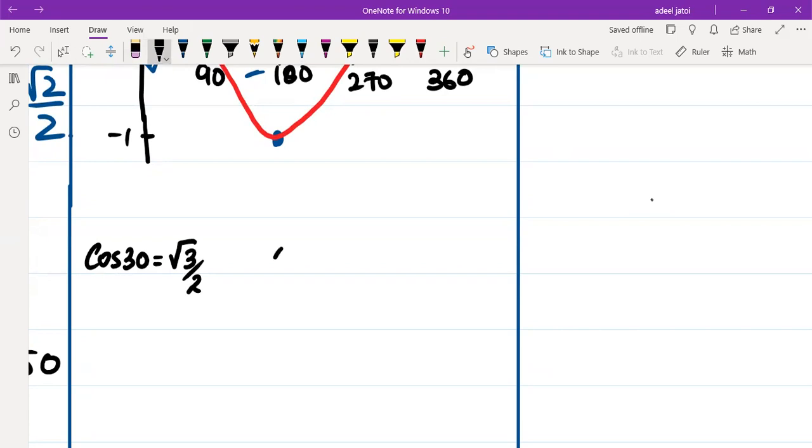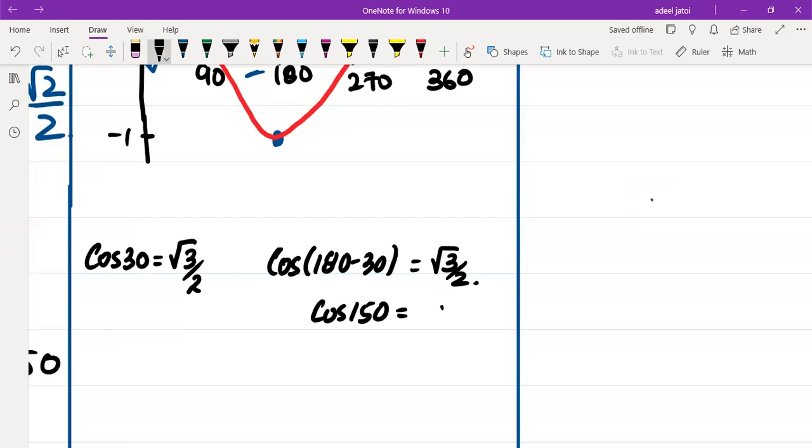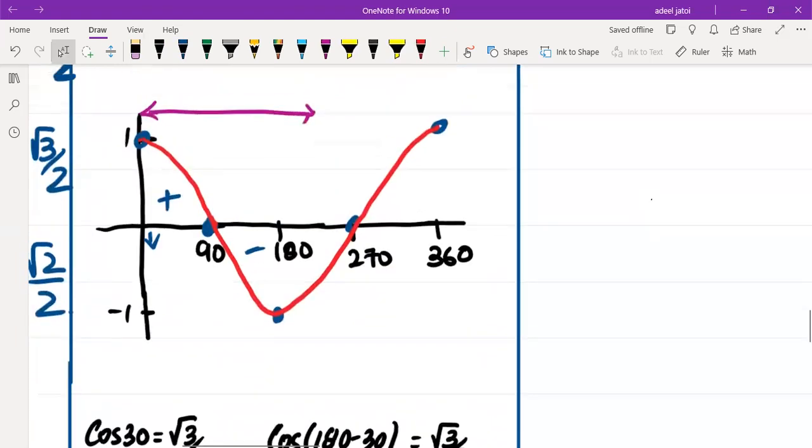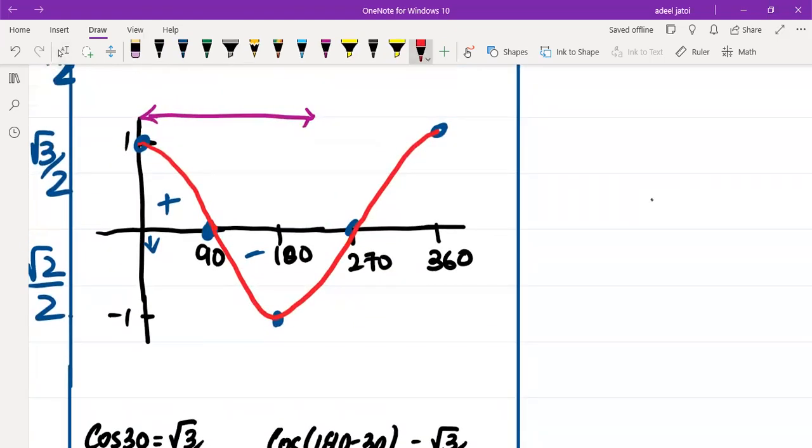So if I say cos 180 minus 30 will also be root 3 upon 2, which means we are talking about cos 150. This will be root 3 upon 2 as well. But the only difference is that this cos 150 will be negative, because the obtuse angle of cos from 90 to 180 is negative.